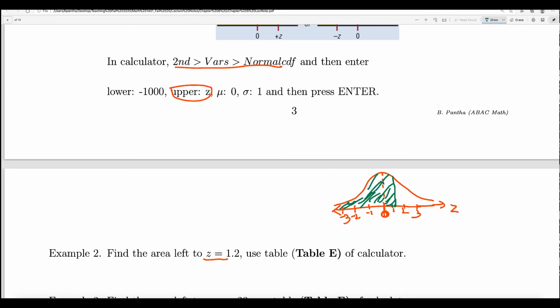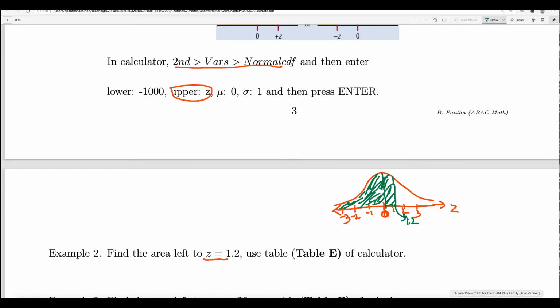We know that the overall area under this curve is 100%, right? So this green shaded area must be less than 100%. I would say it must be greater than 50%, because the area left of 0 is 50% and the area right of 0 is 50%, since it is symmetrical. Since you are trying to find the area left of 1.2, this area must be bigger than 50% but smaller than 100%. All right. Now I want to use this in the calculator.